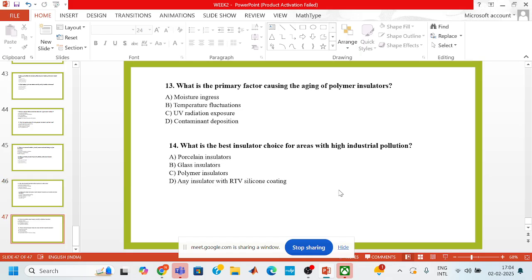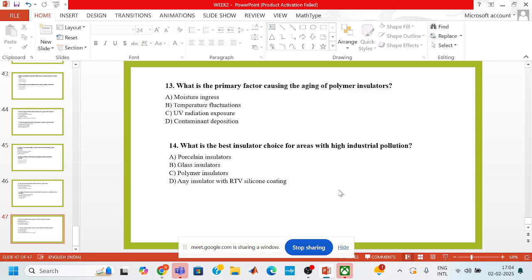Okay, now the third question is known to you, that is what is the primary factor causing the aging of polymer insulators? UV radiation. Okay. I think it is repeated.